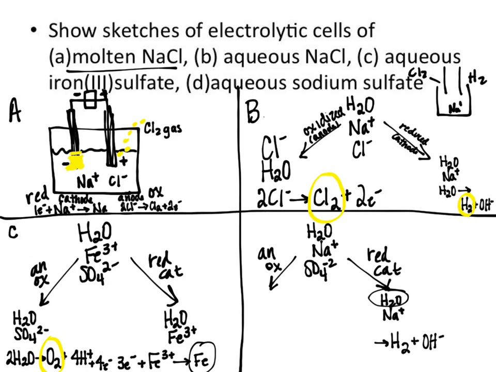on the cathode side. And on the anode side, again, we have the ability to have either water or sulfate, and we're going to choose the water because we have a polyatomic as our other option. So this time we will produce O2 and H+.